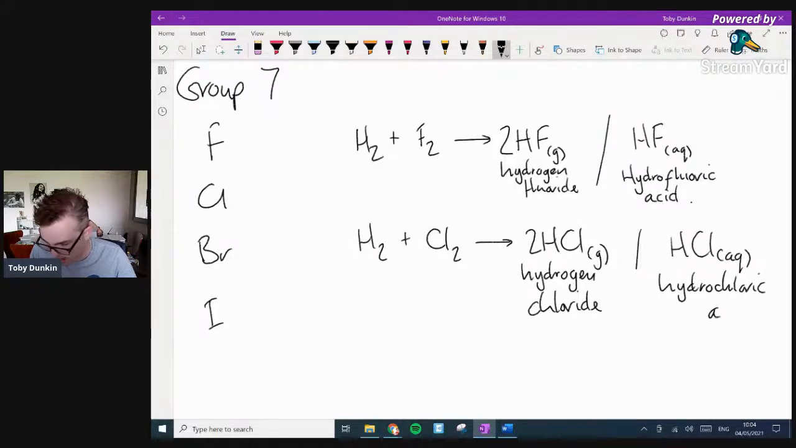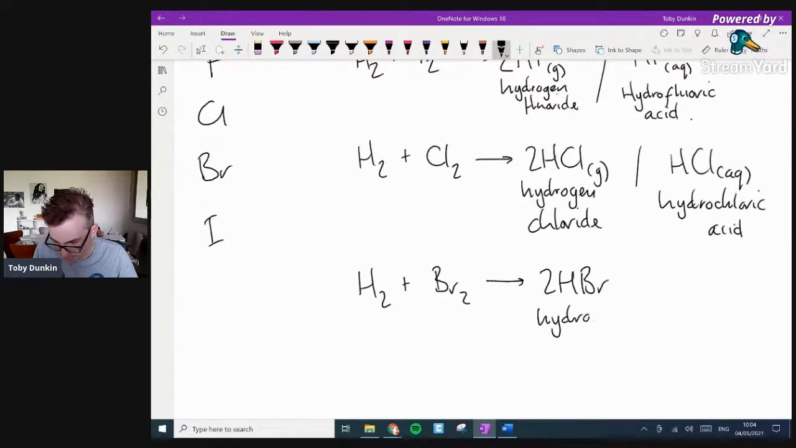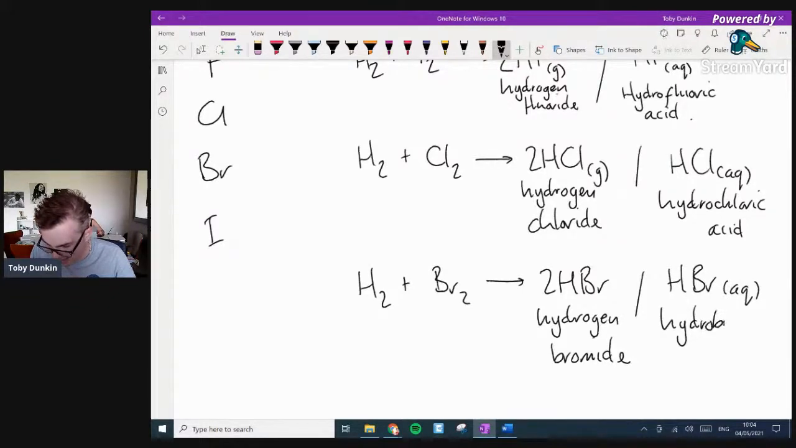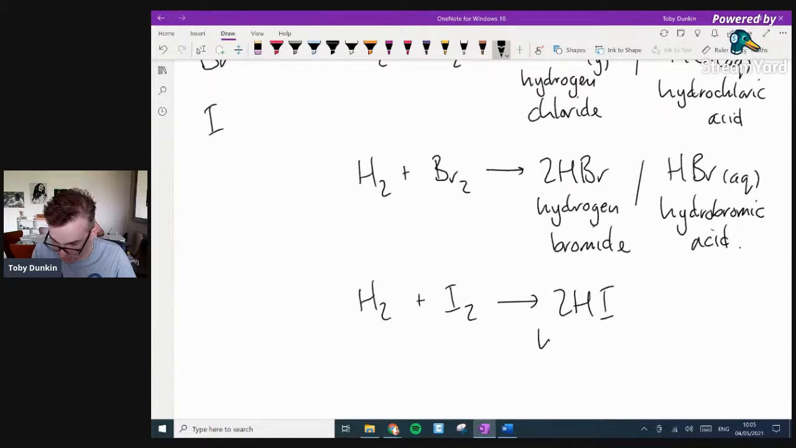And then if you take bromine and react that with hydrogen, you form hydrogen bromide. You dissolve that in water and you get HBr aqueous, which is hydrobromic acid. If you take H2 and I2 with iodine, then you form HI, which is hydrogen iodide as a gas. All of these are gases.